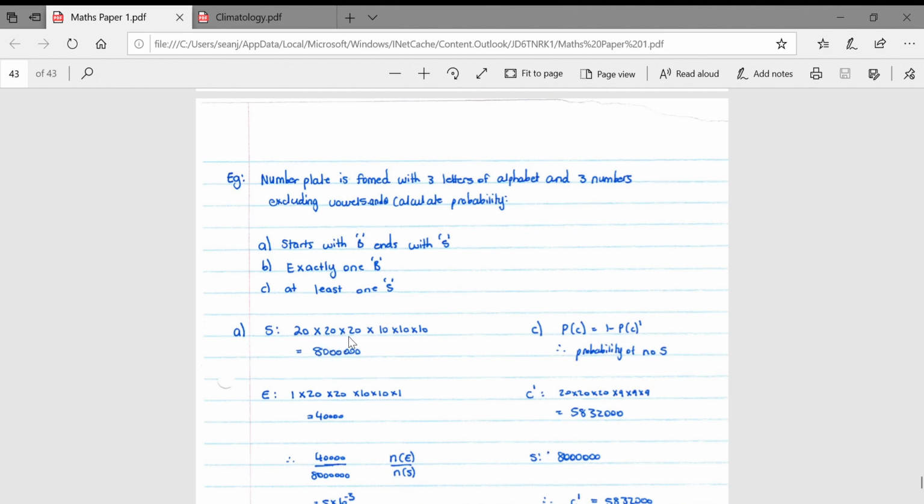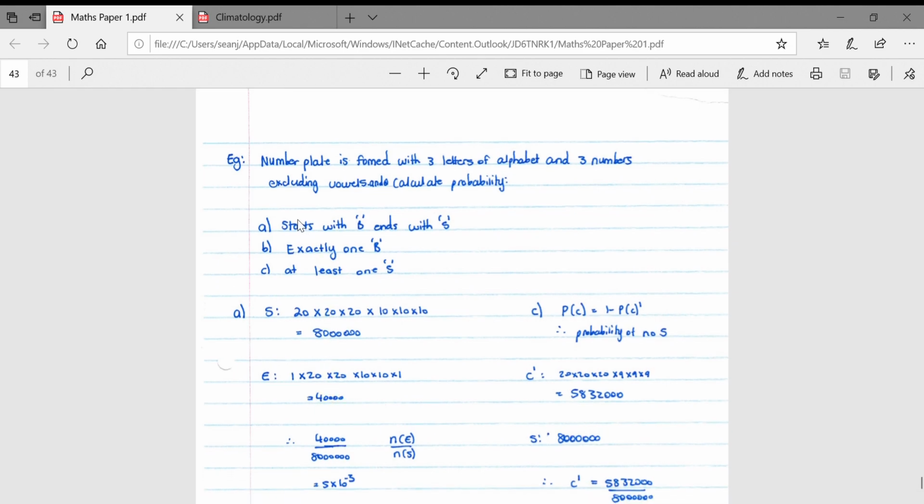So if we look at our letters section, so the 3 letters of the alphabet, we look at 20 letters because we're excluding vowels. And then if we look at our next section here, we've got 10 possible single numbers, including 0 to 9. And we work out our sample space events being 800,000.